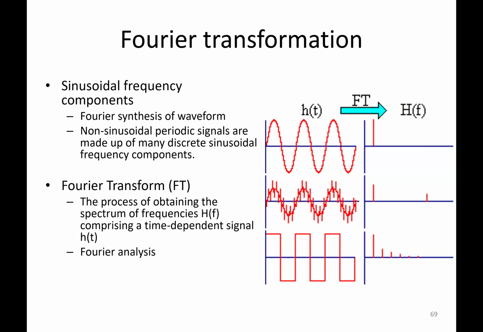Okay, I think that is the point. I've made that point clear, and you will see this is the Fourier transform. This is a process of obtaining the spectral frequencies, H(f), comprising a time-dependent signal, H(t). So the time signal is changed into the spectra in the frequency domain, and the whole process is what we call Fourier analysis.